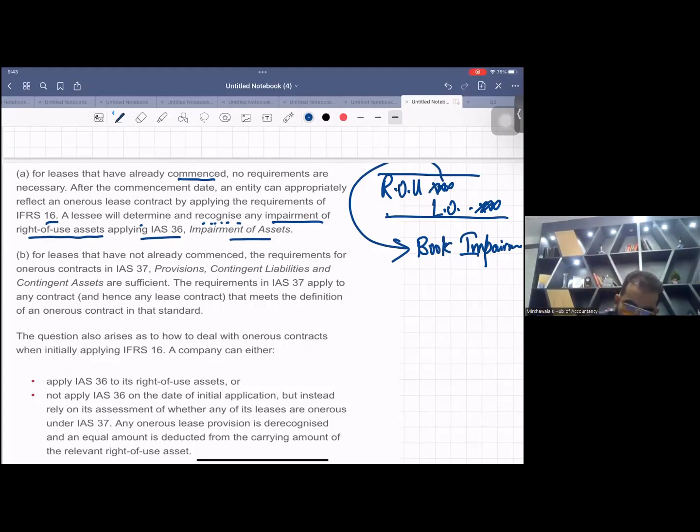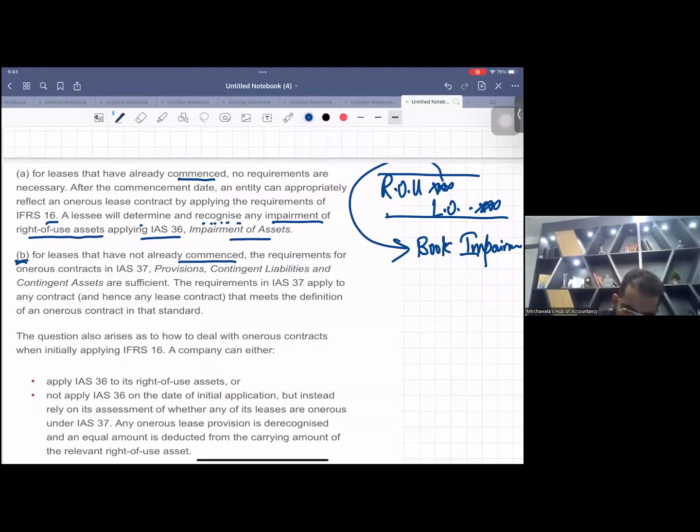For leases that have not already commenced, meaning leases for which you haven't booked the entry ROU debit and lease obligation credit, you now have the room to apply IAS 37. Think over it. It means you have not made any entry of ROU debit and lease obligation credit. So yes, now apply simple IAS 37, the old IAS 37, the way you used to book.